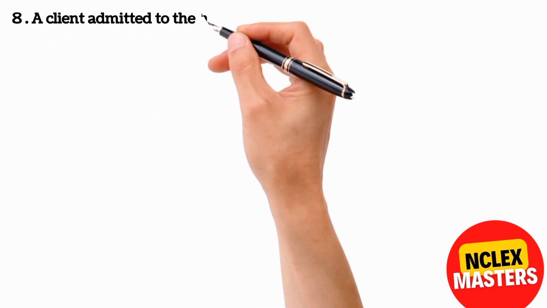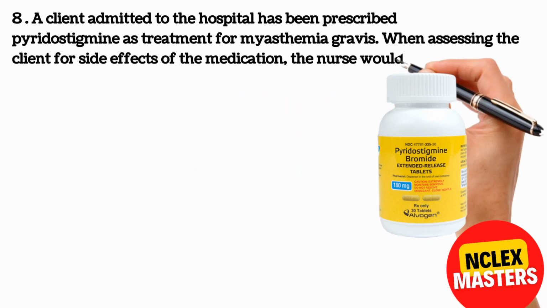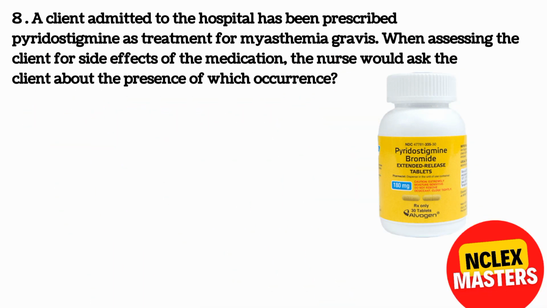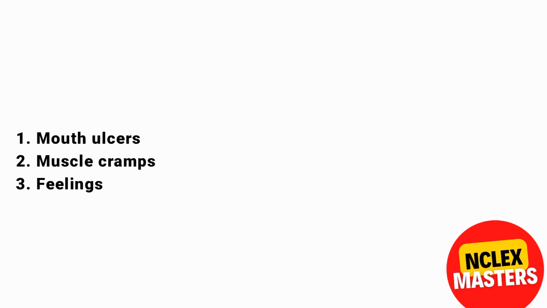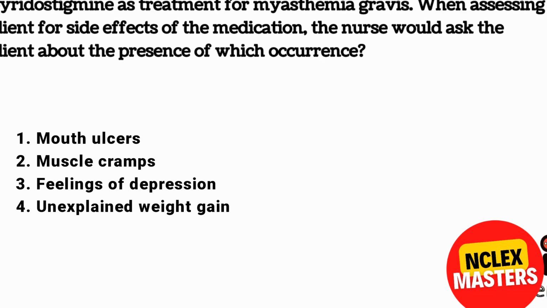Question number 8. A client admitted to the hospital has been prescribed pyridostigmine as a treatment for myasthenia gravis. When assessing the client for side effects of the medication, the nurse would ask the client about the presence of which occurrence: mouth ulcers, muscle cramps, feeling of depression, or unexplained weight gain.